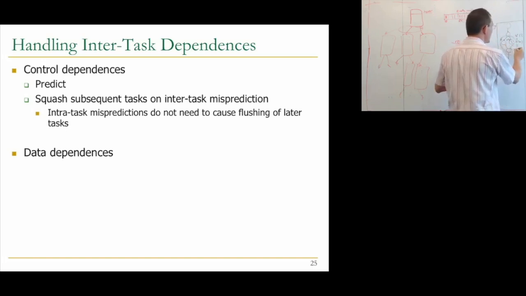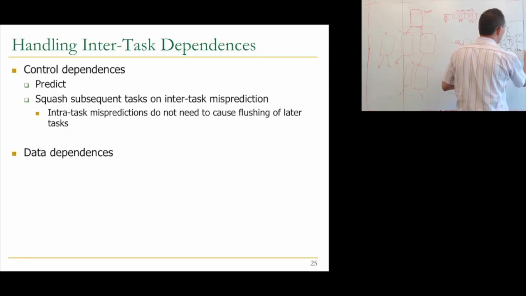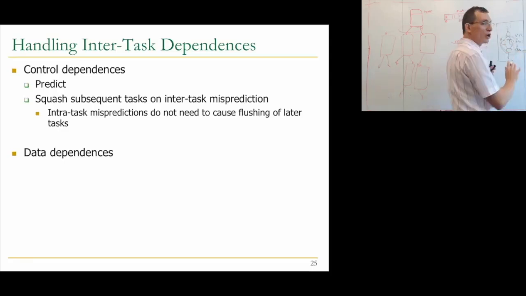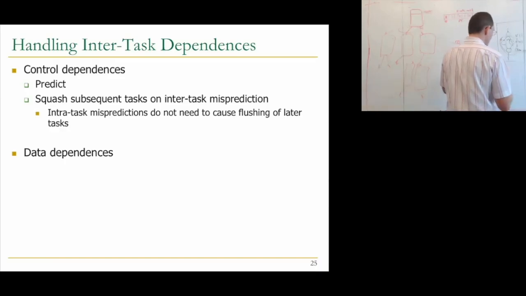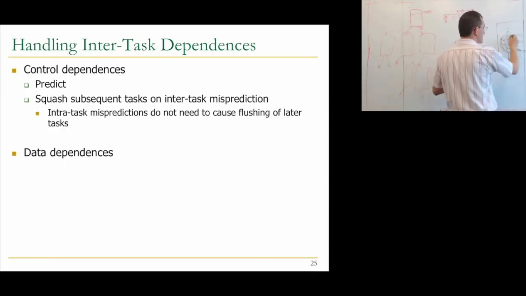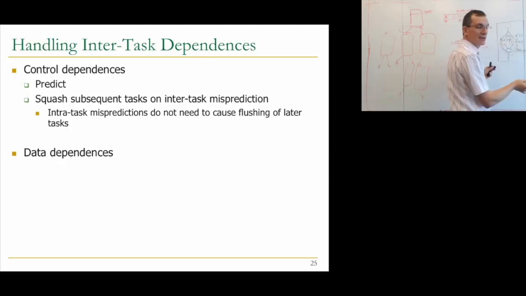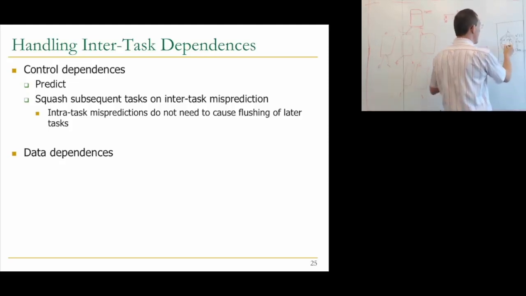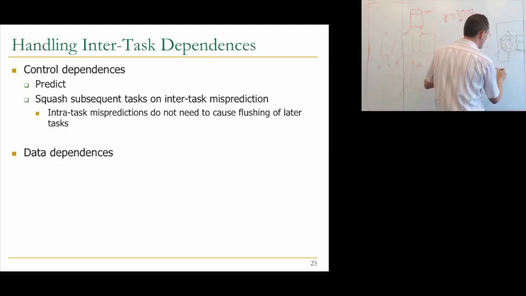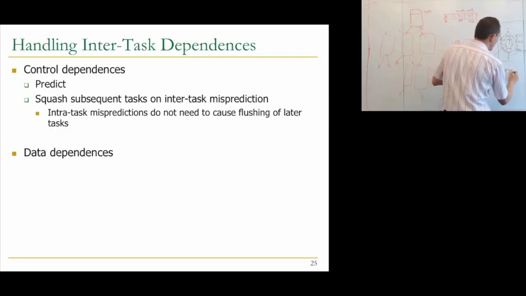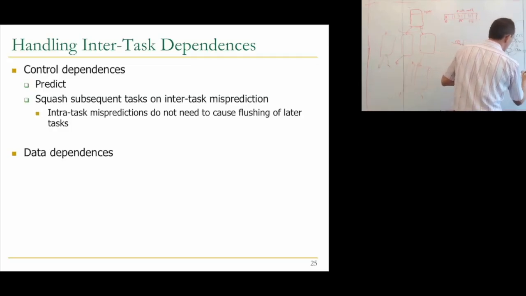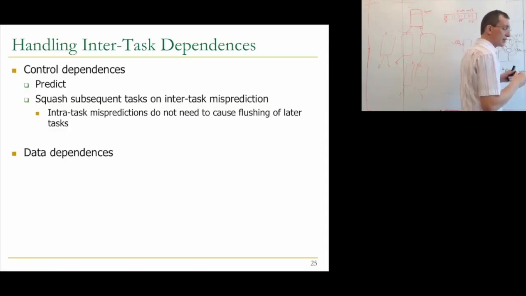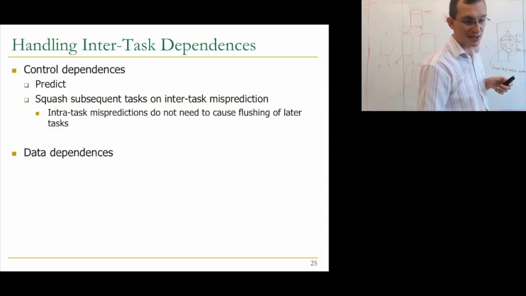Now it may affect the data values that are needed by later tasks. But that may be okay. That's handled through a separate mechanism, the data dependence mechanism. Okay? So basically, intra-task mispredictions are really handled within the task and they don't get exposed. So it's good to embed hard-to-predict branches into the tasks. That's another job of the compiler that's helping this kind of parallelization.